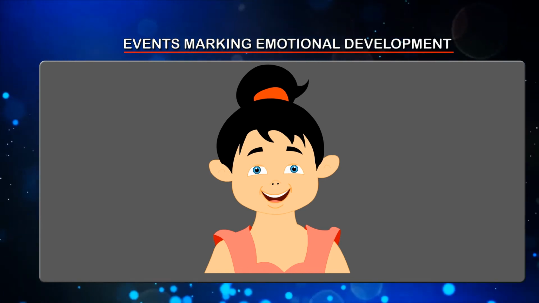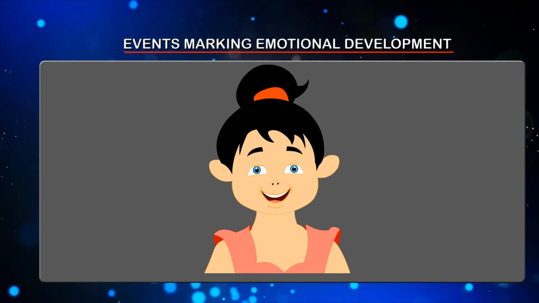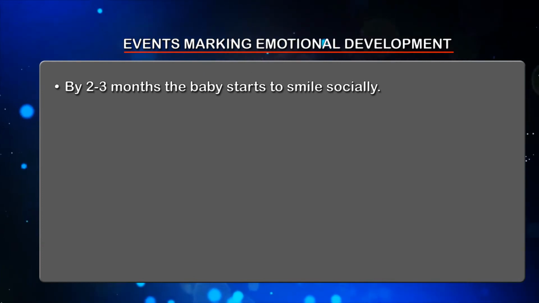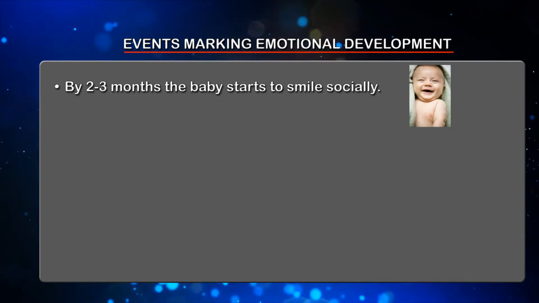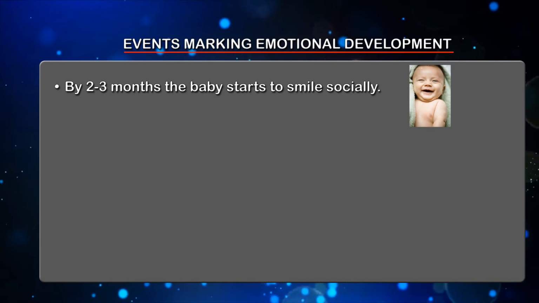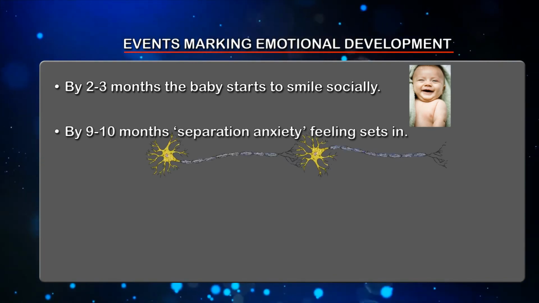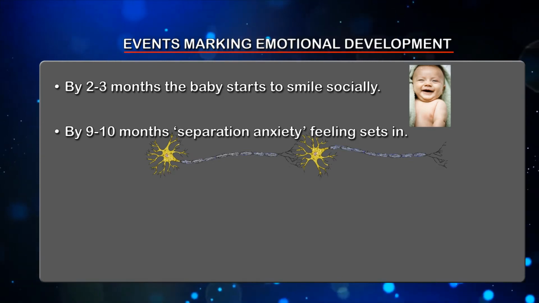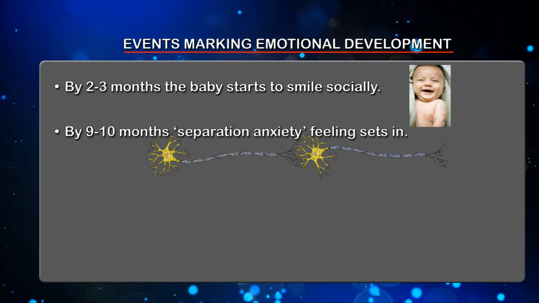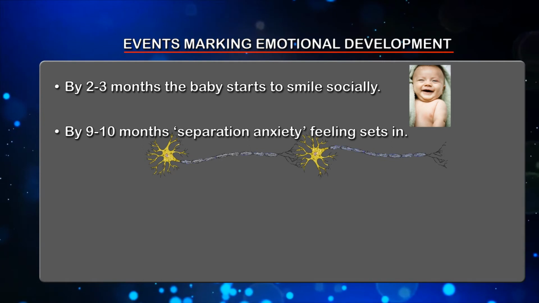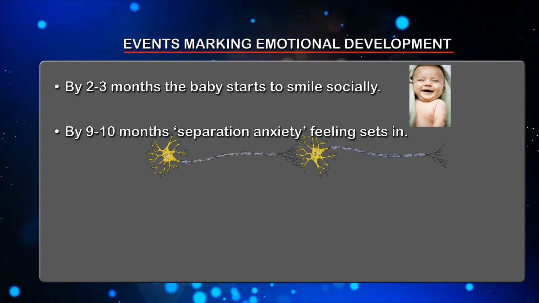Some of the great events are shown to you. By 2 to 3 months, the baby starts to smile socially or even cry to grab your attention. By 9 to 10 months, the long-term and the short-term memory get improved and new synapses get formed, which further leads to the feeling of separation anxiety.